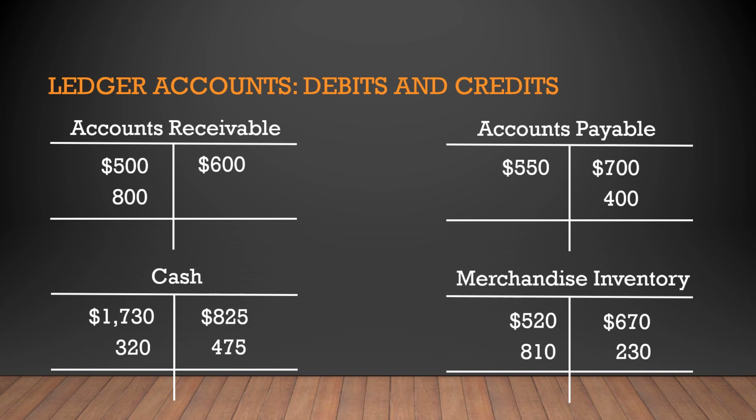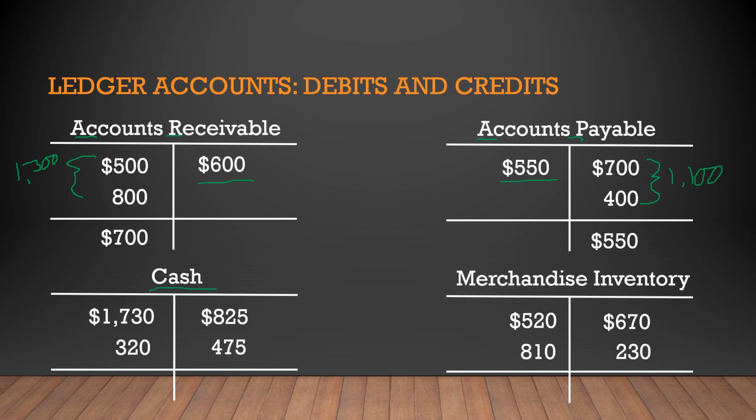If you like, pause the video here to see if you can figure out the following account balances. Starting with accounts receivable. We have $1,300 in the debit side and $600 on the credit side, so that yields a difference of $700. We have more debits than credits, so we have a $700 debit balance. Accounts payable. We have 550 in debits, and we have 1,100 in credits. So that yields us a net amount of 550 on the credit side.